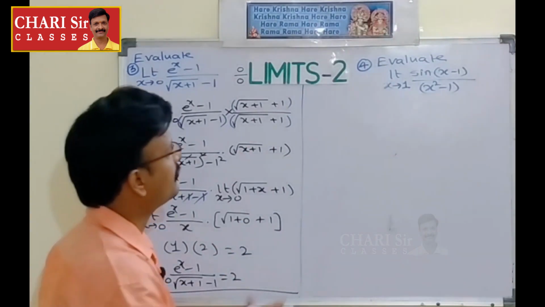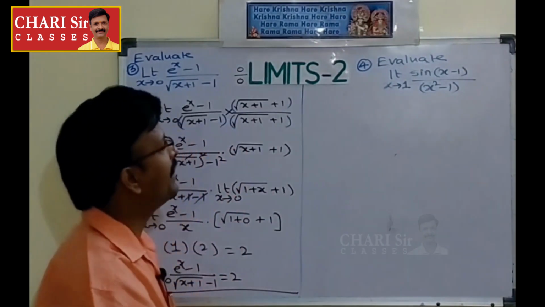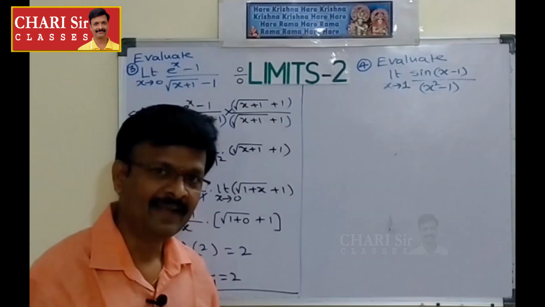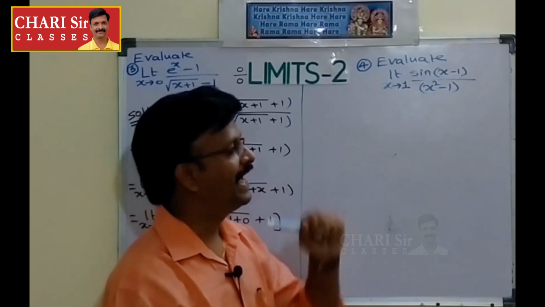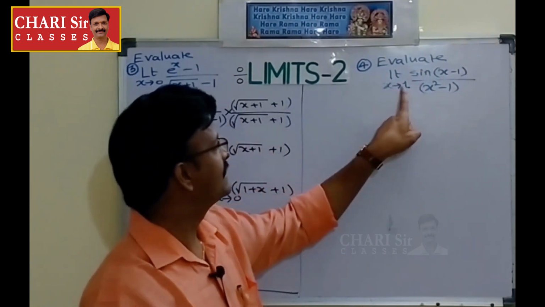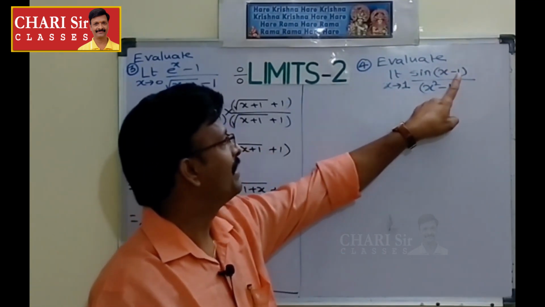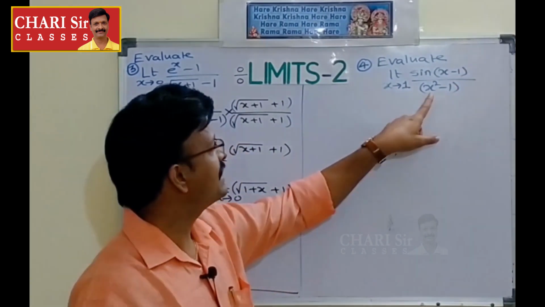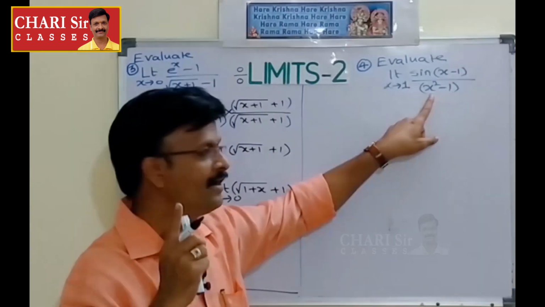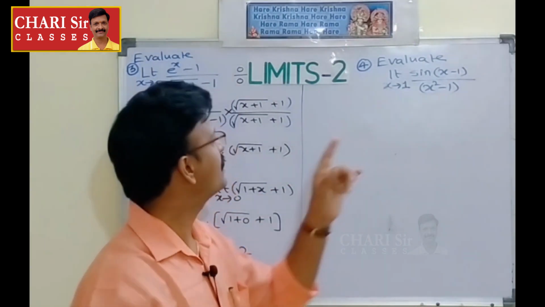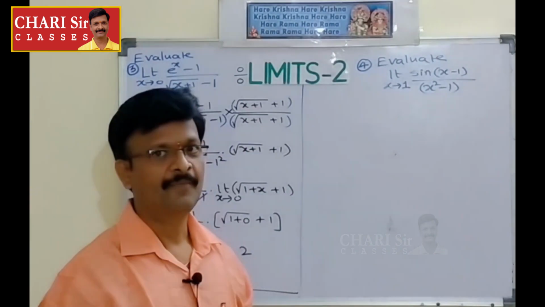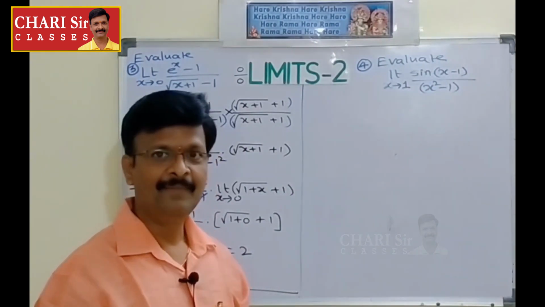Next, fourth question. Evaluate limit x tends to 1 of (sin x minus 1) by (x square minus 1). Suppose if we apply the limit directly, what happens? X equal to 1 you put here. 1 minus 1 is 0. Sin 0 value is 0. By 1 square. 1 square value is 1. 1 minus 1 is 0. Here also we are getting the same 0 by 0 form, which is indeterminate form. So that we are not supposed to apply limit directly.